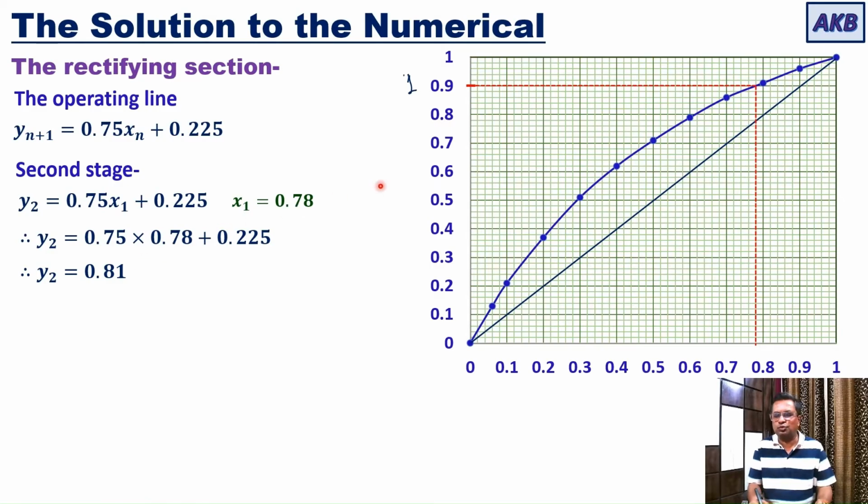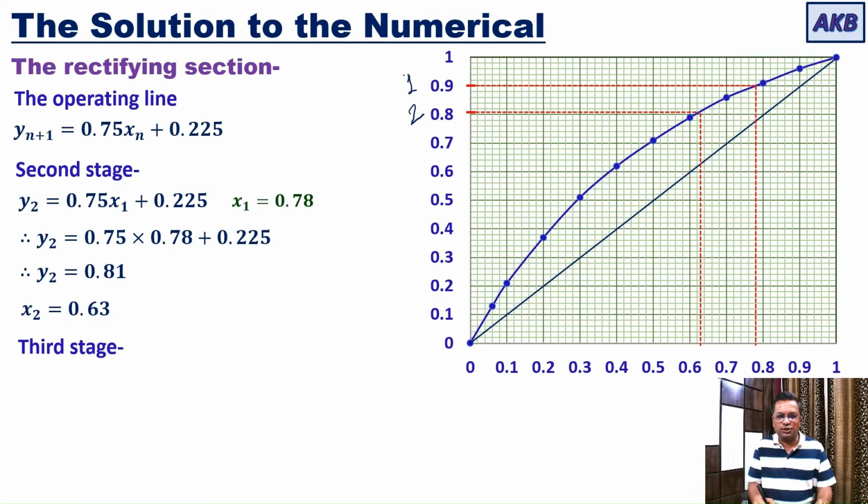Next we'll have to move on to the distribution diagram, locate y2 and get the corresponding x2. So y2 will be located over here. Then I'll be going to the equilibrium curve and getting the corresponding value for x2. So x2 comes out to be 0.63. In this way, the calculations for the second stage are over. So this is the second stage.